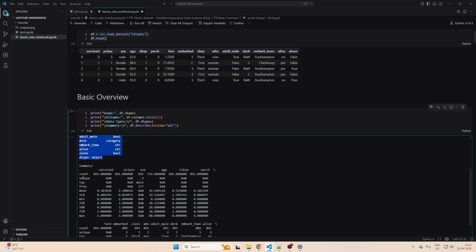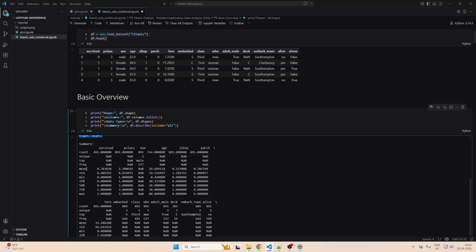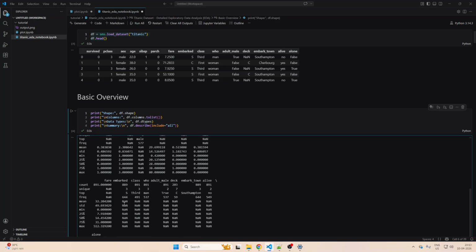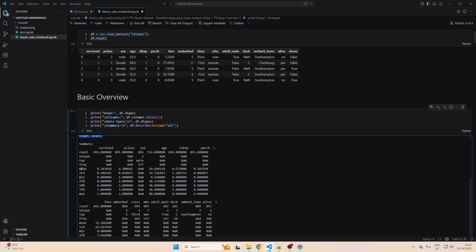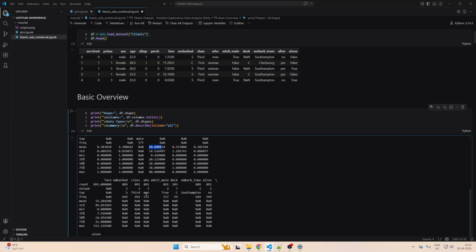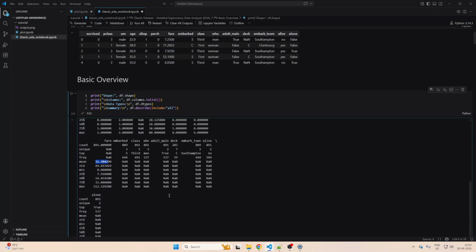We can see the description, the summary of the column values. Here we can see that the average age is around 29. The average fare they have paid is 32, and so on.